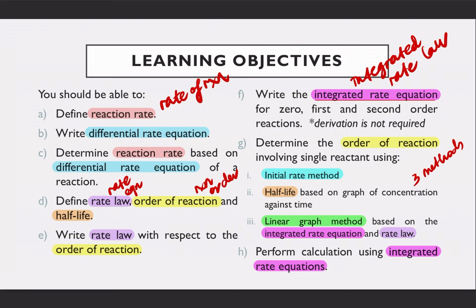So sometimes you are already given the rate law, so you know the order of reaction for each of your reactants. But if you are not given that, you need to use these three methods, which are initial rate method, half-life method, and linear graph method. Finally you need to know how to do calculations using your integrated rate equations atau integrated rate law.